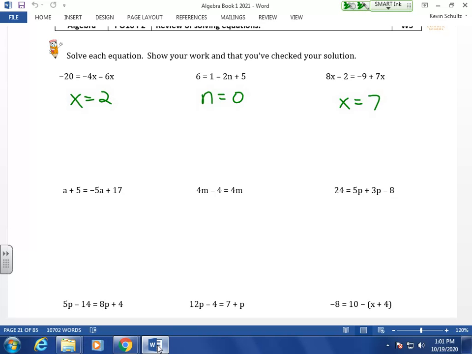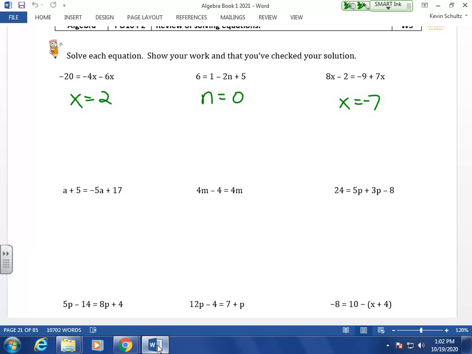Yes? For the last one, I got x equals -7. You know what? I got that too, but my handwriting is so poor. My negative sign kind of blurred with the 7. Yeah, thank you. -7 for that one.